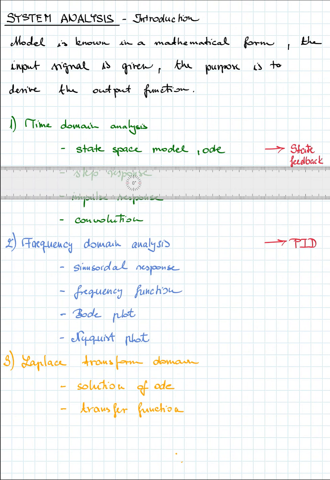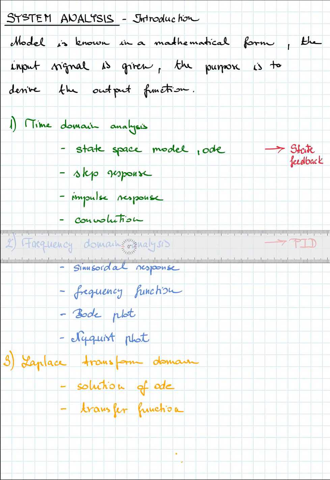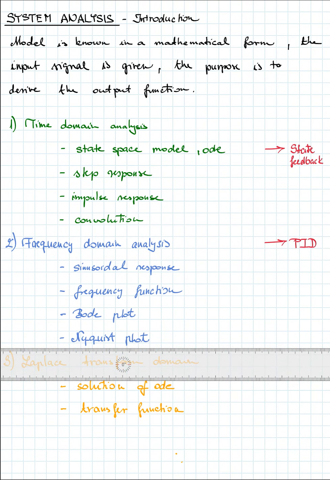The time domain analysis techniques are important, and the software tools are mainly based on time domain analysis techniques. There are two response functions. The first is the step response, and the second is the impulse response, which we have to define. And finally, the convolution.